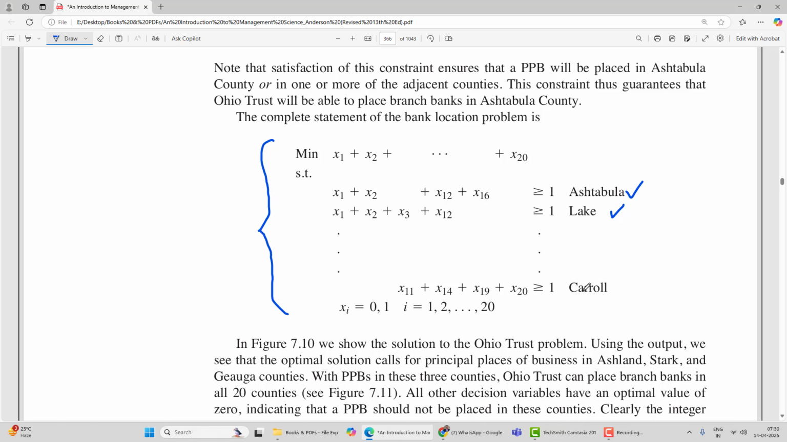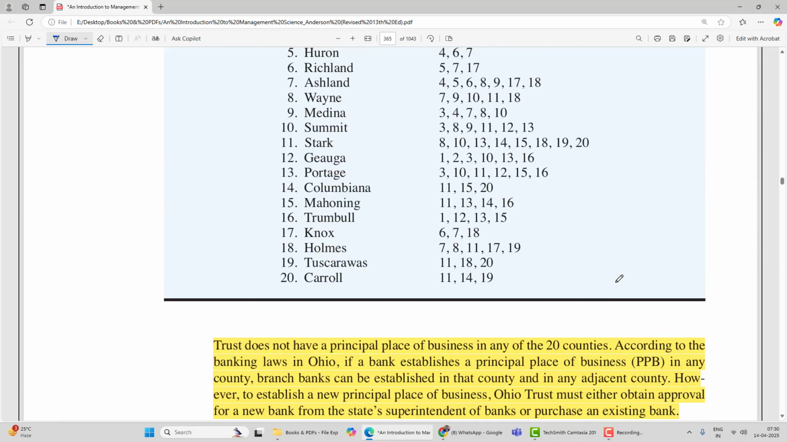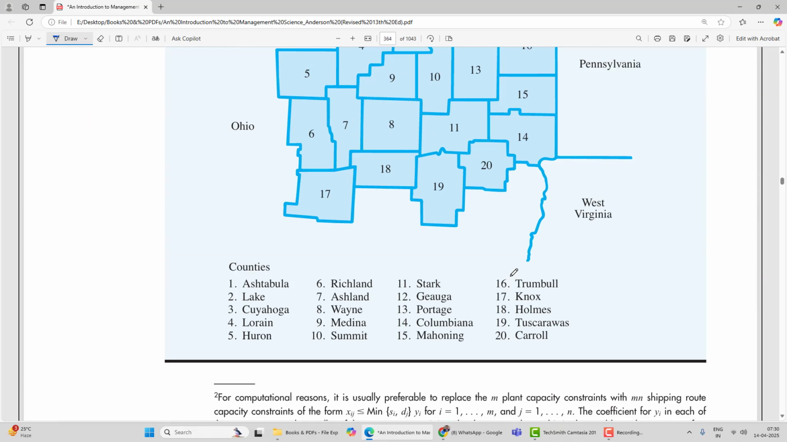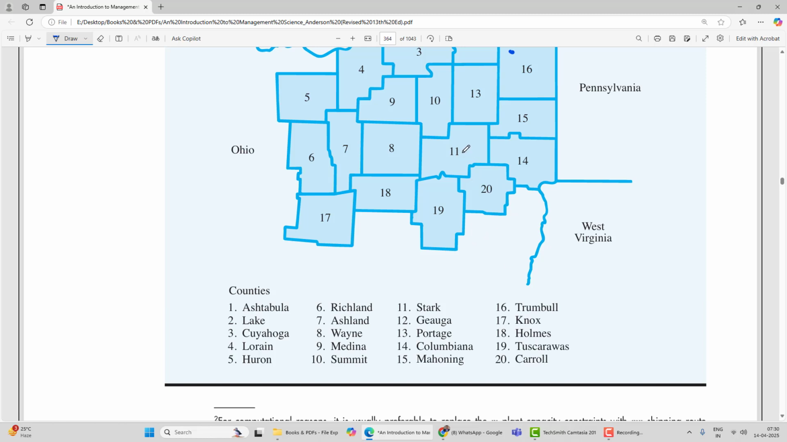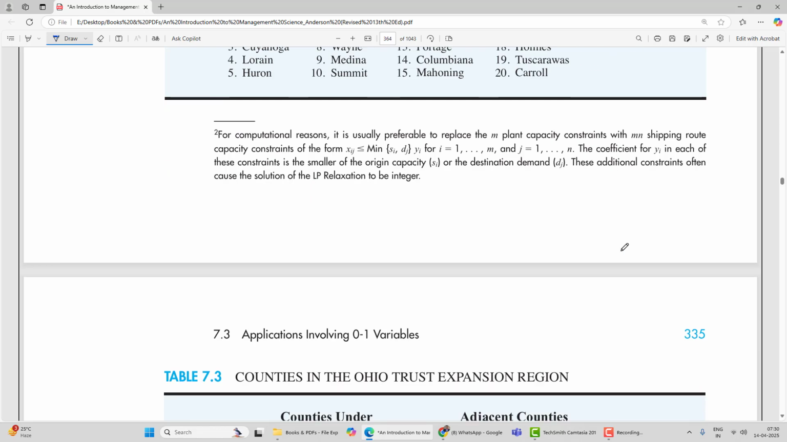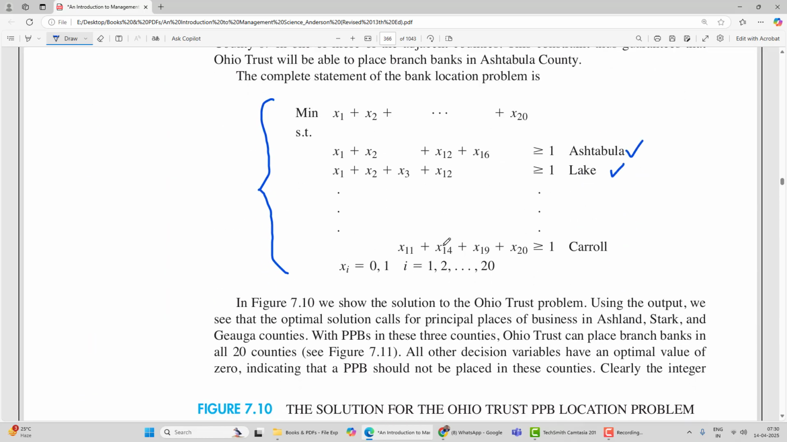For example, for Carroll, the last county, county 20, your equation will be x11 plus x19 plus x20 plus x14 greater than or equal to 1. Just cross-checking: 11, 14, 19, 20, so correct. So like this we will have 20 equations, and you need to be very careful while writing the last constraint. Normally it used to be the non-negative constraint, xi greater than or equal to 0, but here we can't write that because our variable can be 0 also. So clearly we need to write this.